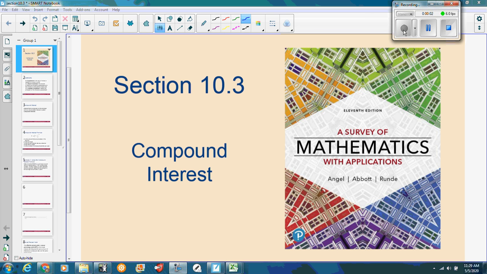Okay, this is the last section for this day. This is 10.3. This is compound interest. So it's a little different. The formula is a little different as opposed to simple interest.